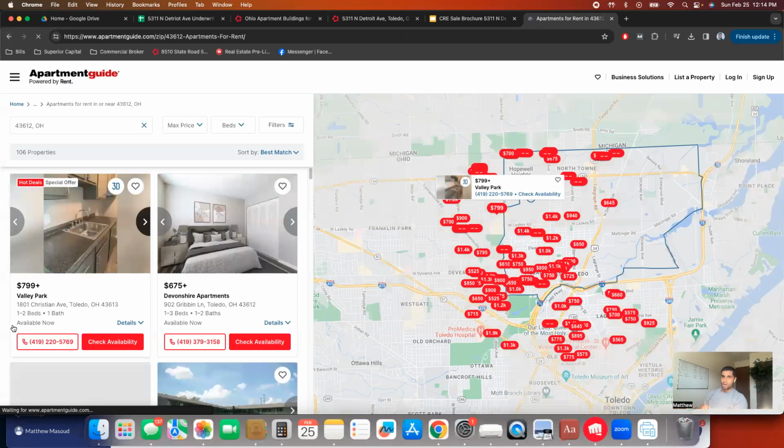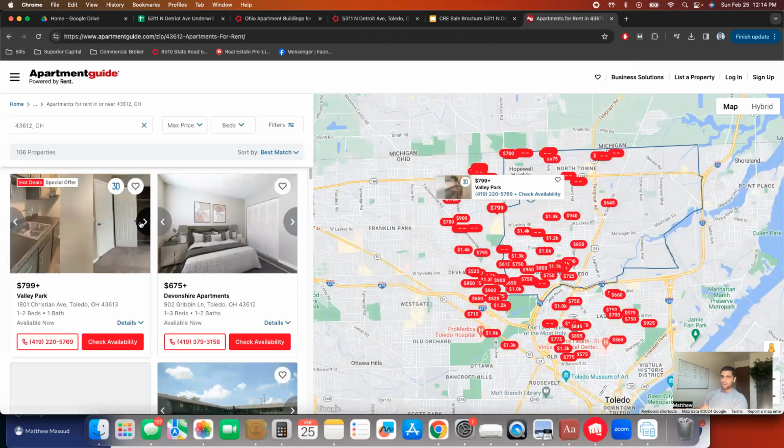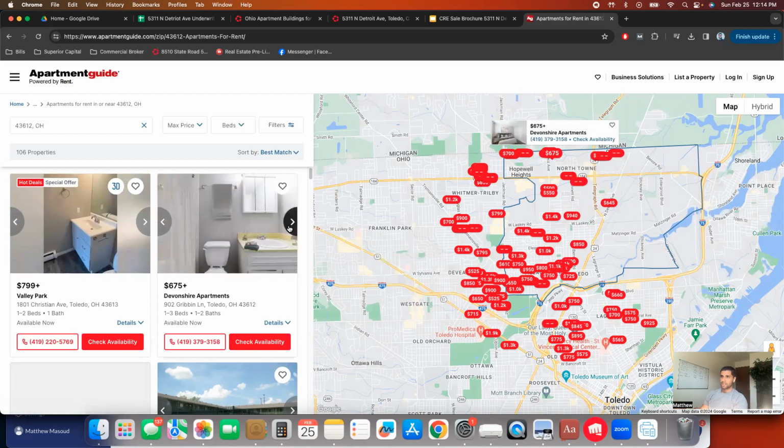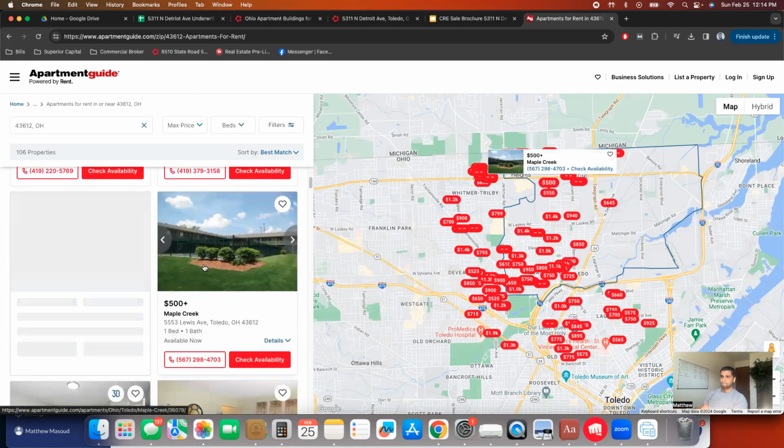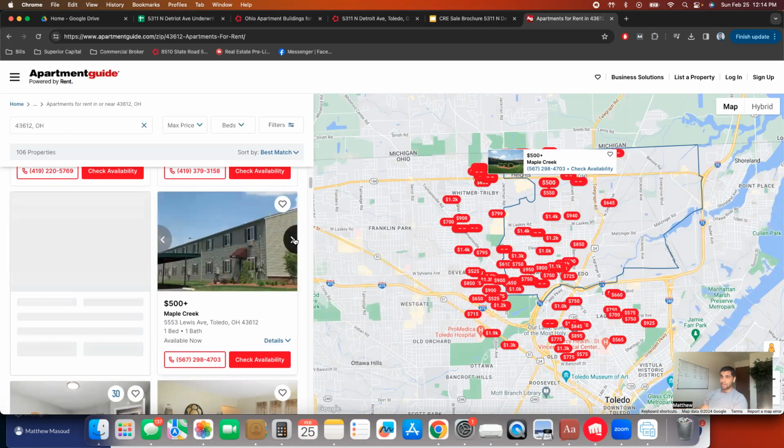On Apartment Guide, we have 1 to 2 bedrooms, one bath for $799. Seems on the higher end. Here we have one bedroom for $675, one bedroom for 500, and I think this one has some kind of amenities, has a pool, it looks like.